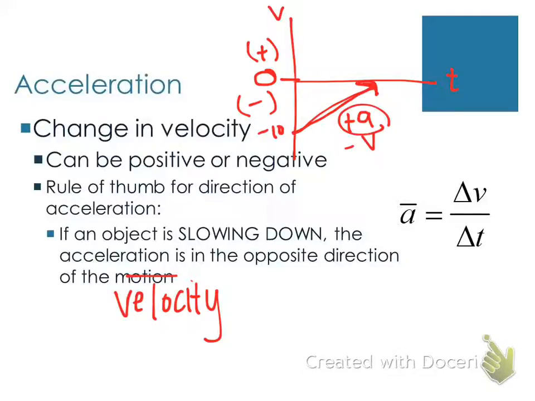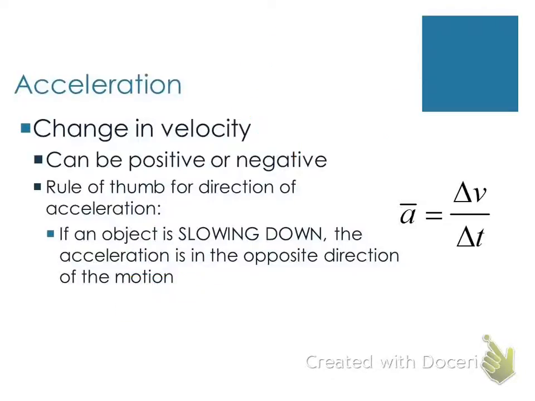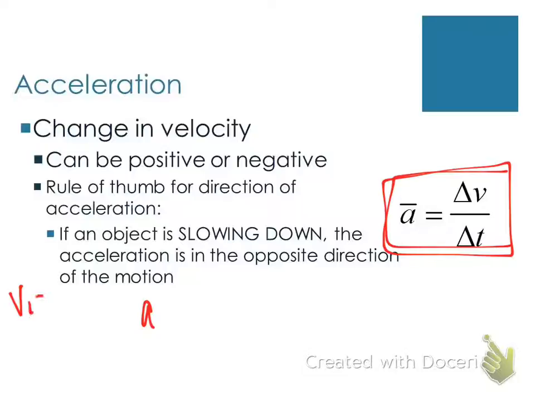So this confirms our rule of thumb: if an object is slowing down, our signs should be opposite. We can prove it mathematically using this equation as well. Let's say my initial velocity is 20 meters per second and my final velocity is 5 meters per second, and I changed my velocity over a period of, no, not 4 seconds, 3 seconds. Let's plug it into this equation.